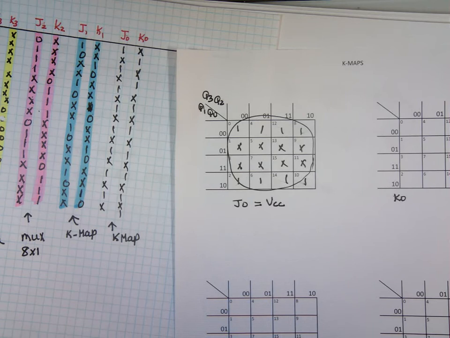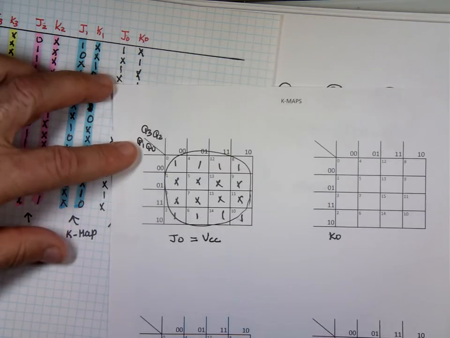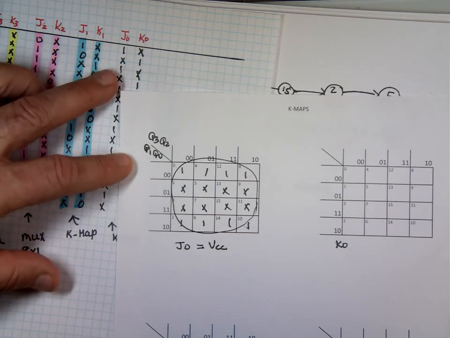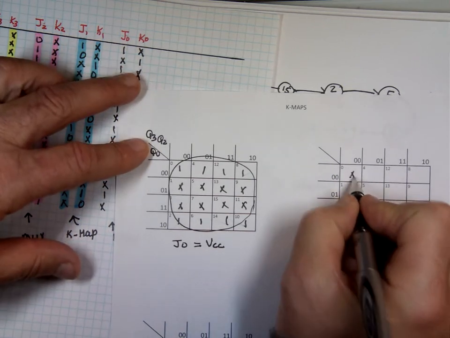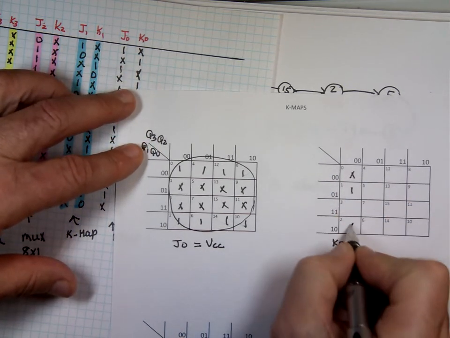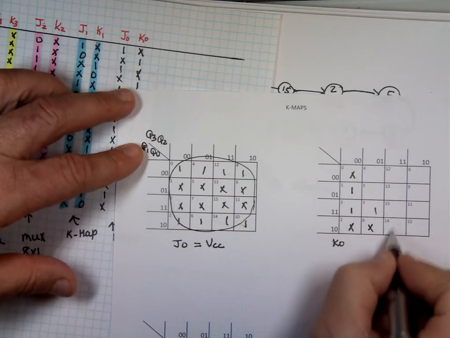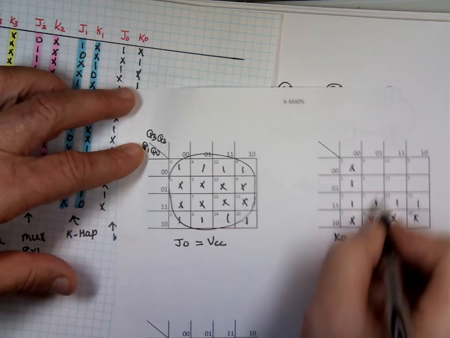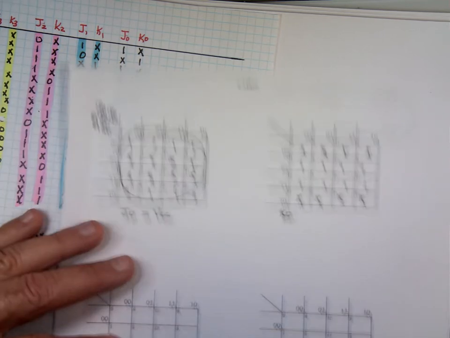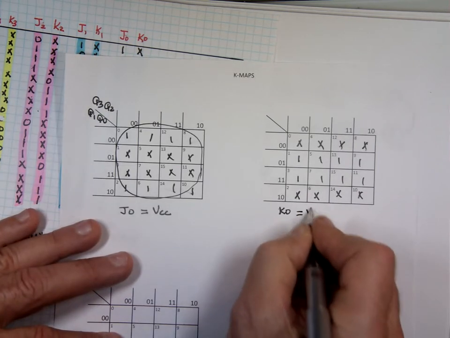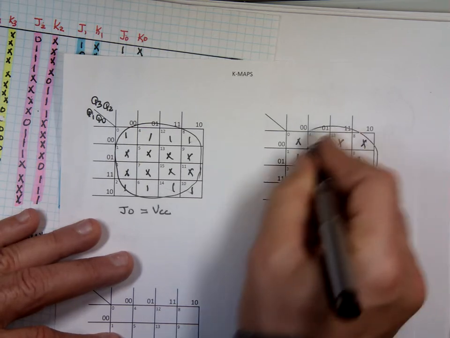And the same thing for the next one, except for K, this is going to be what? Don't care, 1, don't care, 1. And it repeats. So what's this one? That's also VCC because you've taken all of them.